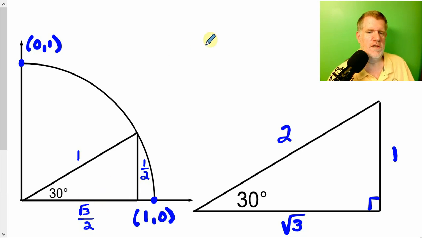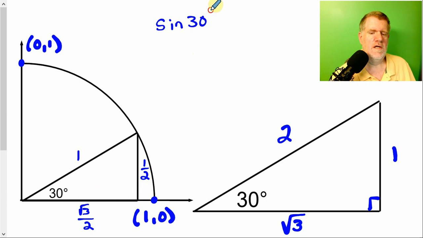Now I want you to think about this. Does that make sense? Remember what we said the sine of 30 degrees was? Okay, if you remember, it was 1/2. Look on here. It's the opposite side, which is 1/2, divided by the hypotenuse, which is 1, conveniently. So the sine is 1/2. The same would go with the cosine.